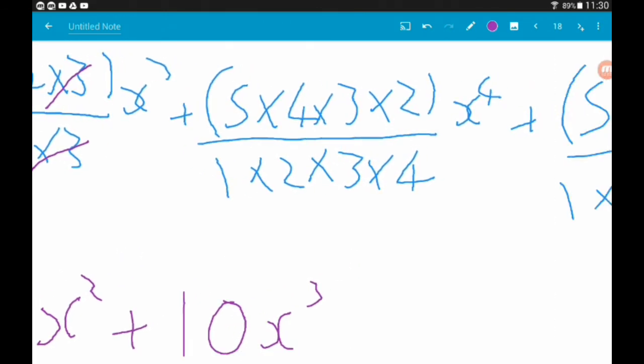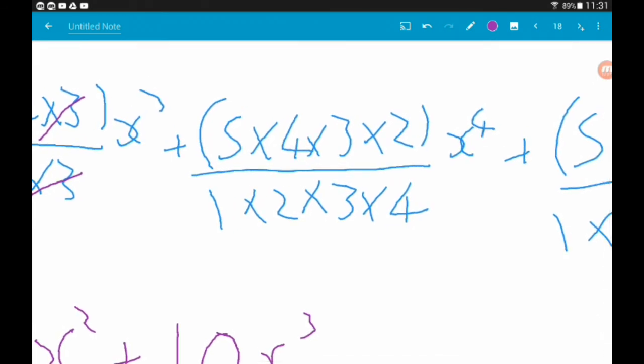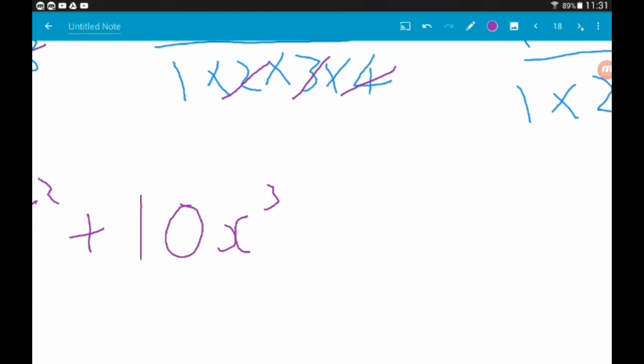Now with the x to the power 4 term, there's even more cancelling out. So up on top, we've got a factor of 3, and on the bottom, now we've also got a common factor of 4. So that also cancels out. So this time, we've also got a common factor of 2, actually. So they cancel out as well. So here we're just left with 5 over 1. So again, we've just got 5x to the power of 4.